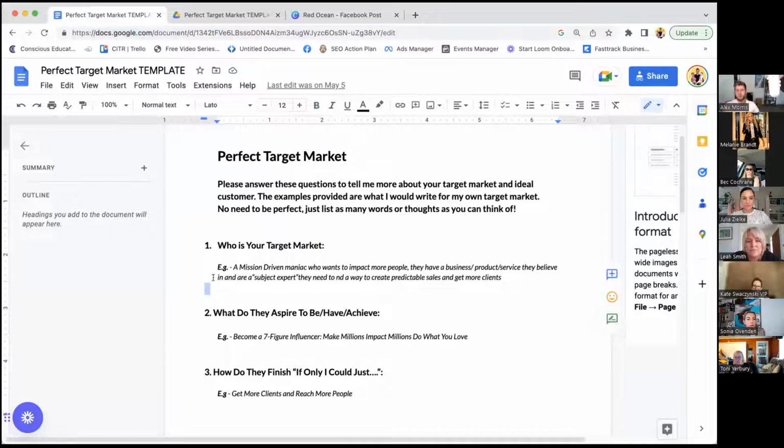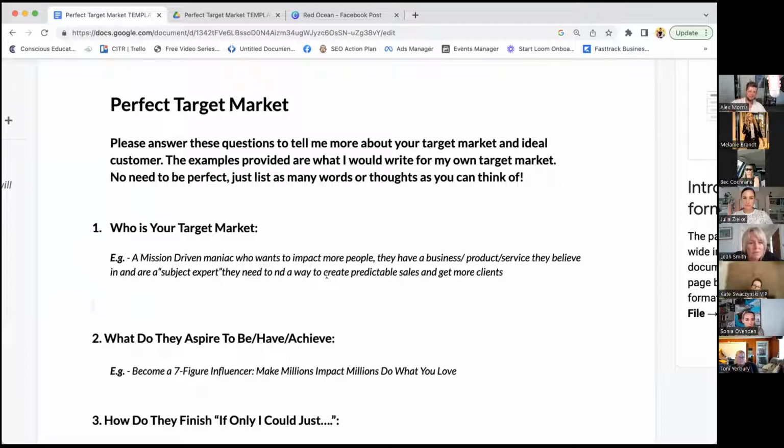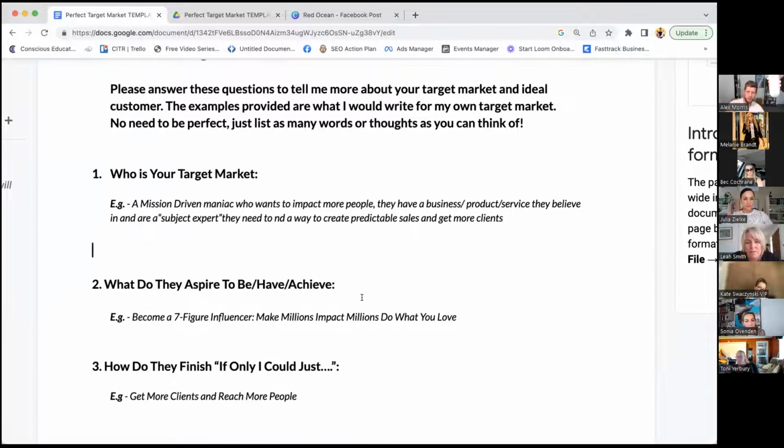First question. What I've done, by the way, is I've answered these questions with who my target market would be, so all the examples, that's what I would say. So who's your target market? This is where you're going to put in age, location if it's relevant, gender if it's relevant, interests, career, kids, whatever is relevant. Who are they? You don't have to write it in a sentence, just write it in bullet points. That's fine as well. Whatever works for you.